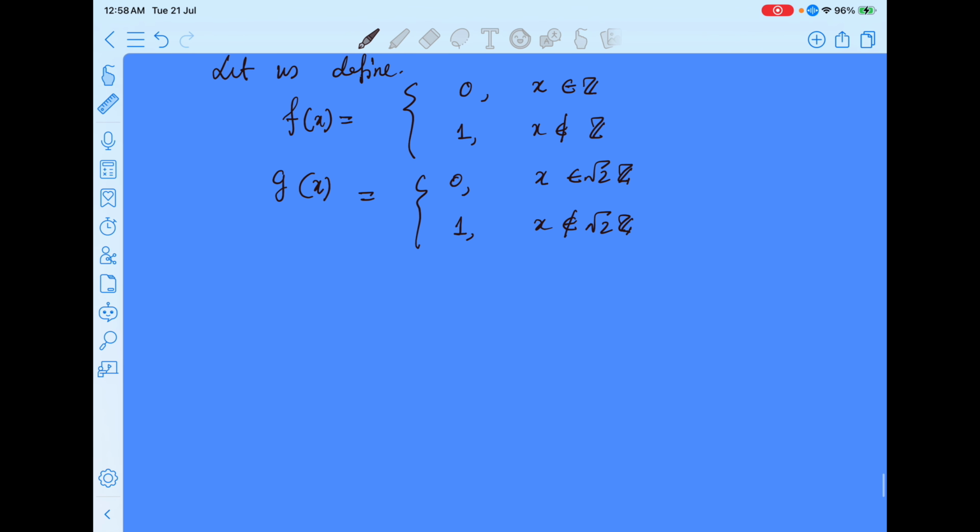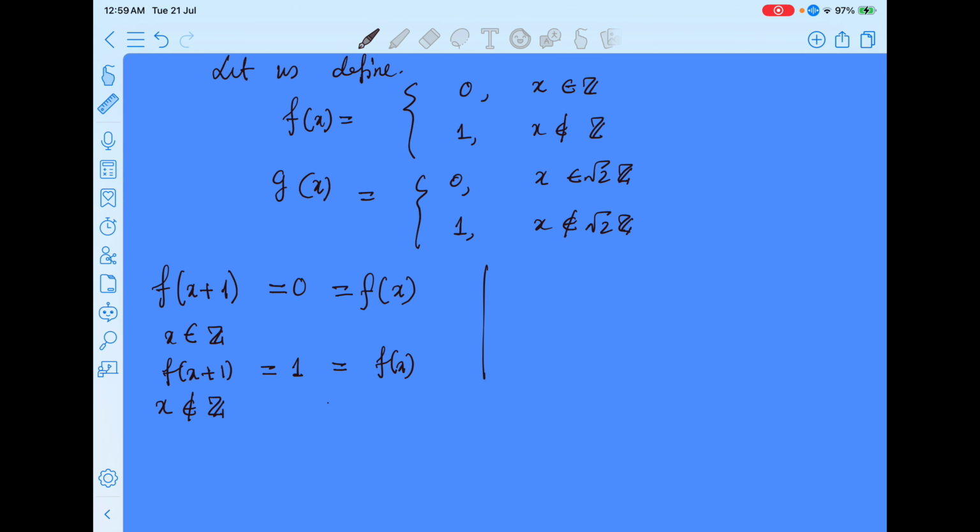Okay, and then we have to show that f is periodic. So let us compute f(x plus 1). If x is inside Z, then x plus 1 is inside Z, right? So this will be 0, which is f(x). And f(x plus 1) when x is not inside Z: if x is not inside Z, then x plus 1 is not inside Z also, right? So that will imply this value is 1. This is also f(x), right? So f is periodic with period 1.